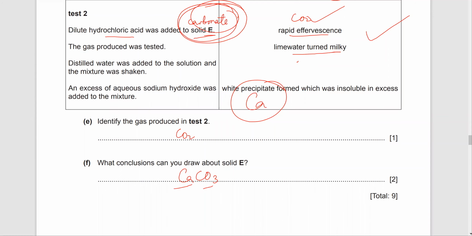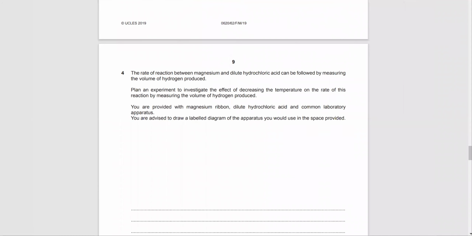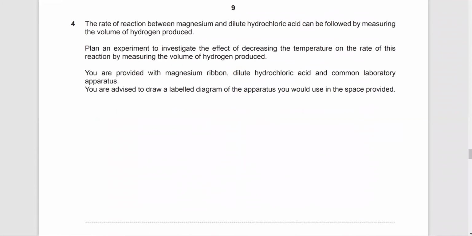Yes, sir. Then we can move to the last question, which was about the experiment. The rate of reaction between magnesium and hydrochloric acid can be followed by measuring the volume of hydrogen gas produced. Plan an experiment to investigate the effect of decreasing temperature on the rate of this reaction by measuring the volume of hydrogen produced. You are provided with magnesium ribbon and common laboratory apparatus. You are advised to draw a labelled diagram. So, is anyone's mic on?